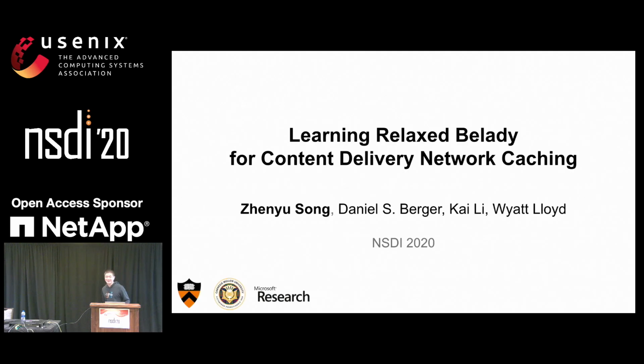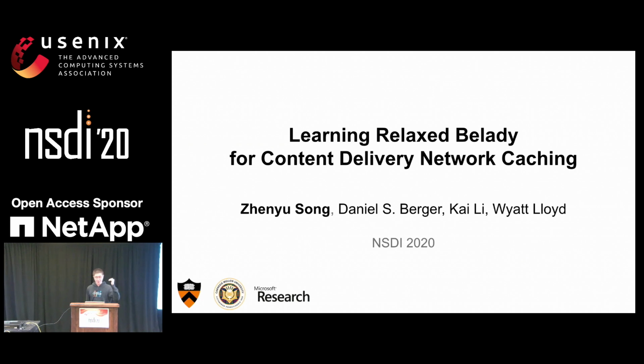Hi everyone. If we knew the future, we would know which objects to cache and which not. Well, of course, we don't know the future. In this work, we use machine learning to mimic what we would do if we knew the future. And we show that it dramatically improves caching performance.